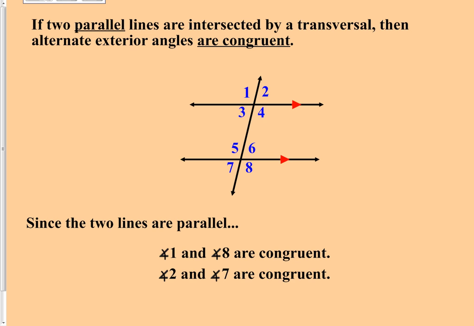And the last one that we looked at was the alternate exterior angles, and just like the alternate interior, if you know that the lines are parallel, then your alternate exterior angles are going to be congruent.